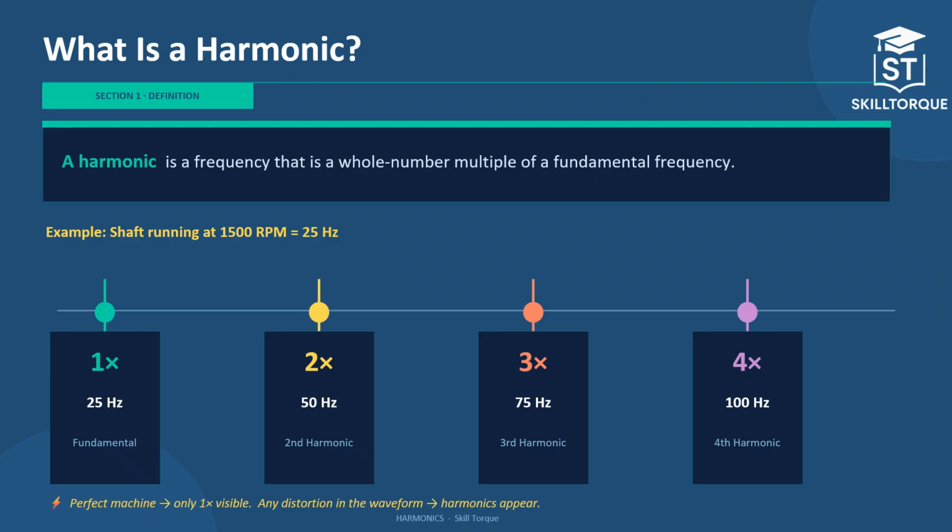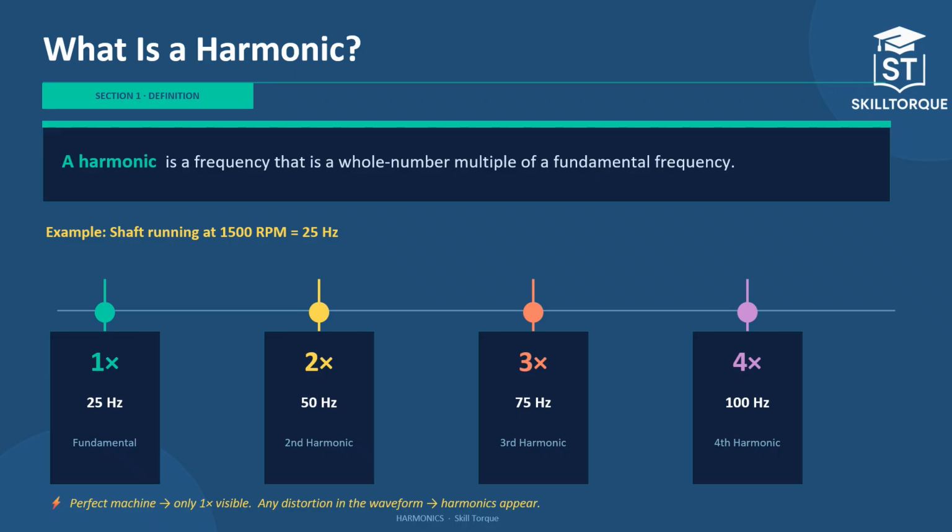To make it more clear, let's assume that a pump is running at 1500 rpm. If I convert this 1500 into hertz, how much will it be? Remember how we learned in our last videos to convert rpm into hertz: just divide rpm by 60. Once you divide 1500 by 60, you will get 25 hertz. So 1500 rpm, or 25 hertz, will be your 1x, the first fundamental frequency.